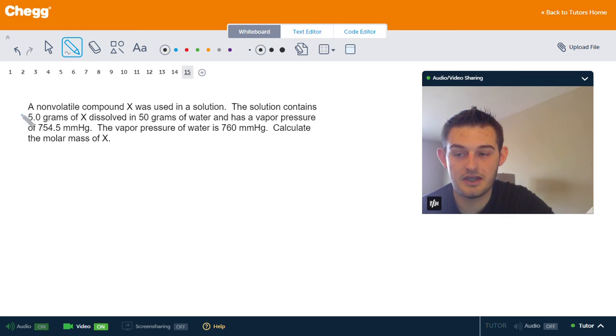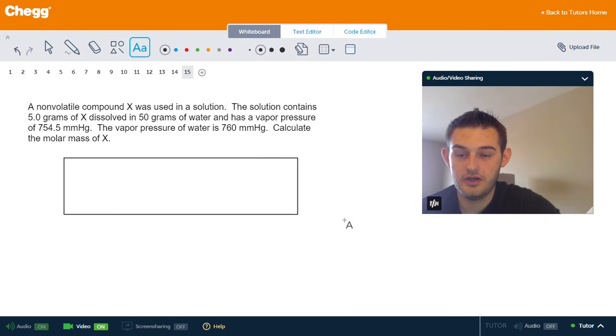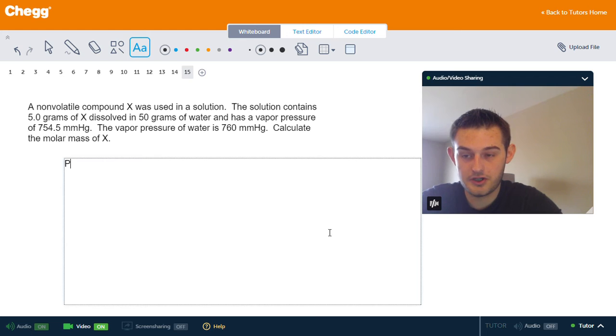The solution contains 5 grams of this compound dissolved in 50 grams of water, and the total vapor pressure of the system is 754.5 millimeters of mercury. And the vapor pressure of water is 760 millimeters of mercury. That's the vapor pressure of pure water. And it wants us to calculate the molar mass of the compound that is dissolved. Okay? So from Raoult's law, we know that the pressure of the solution is equal to the pressure of the solvent.